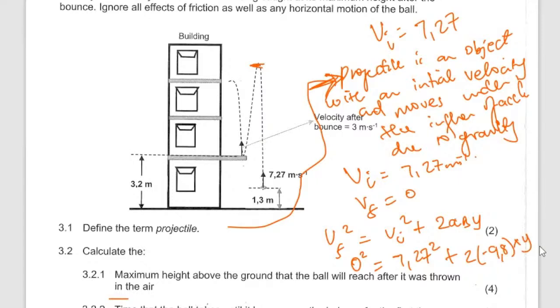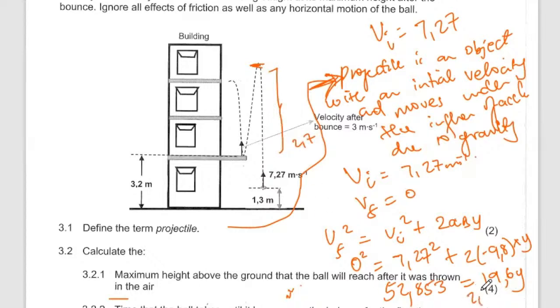So 7.27 squared is giving me 52.857, which is equal to 19.61 delta Y. This is going to be negative 19.6, but when I transpose it, I'll get a positive. Then I'll divide both sides by 19.6. We're getting 2.6965, which is approximately 2.7. So from there up to there is 2.7.